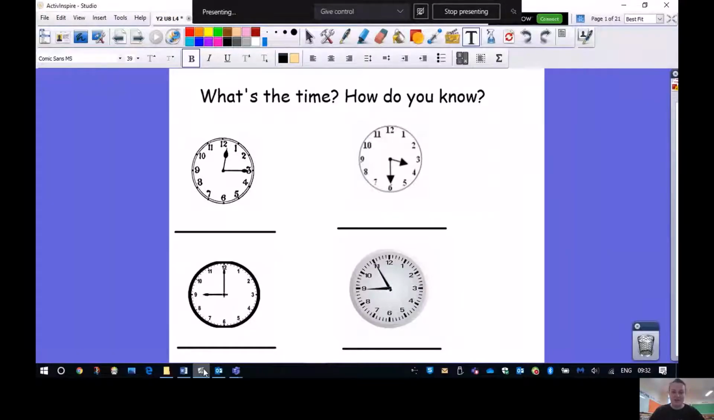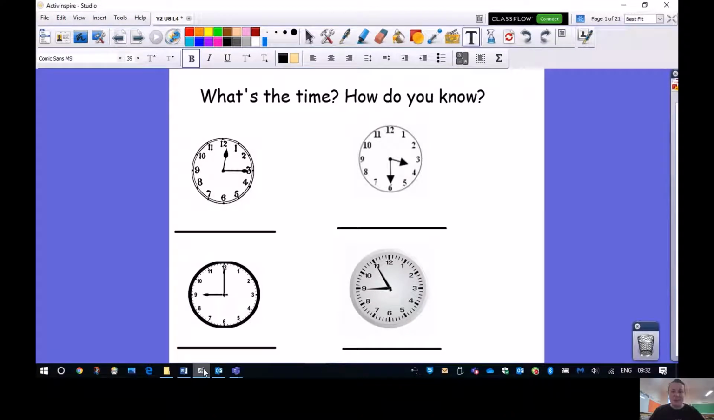I'm just going to share my screen with you, but before we do that, we're going to do a do now, looking at some clocks. So you can see 4 clocks on your screen, and I want to know what's the time and how do you know? Pause this video.